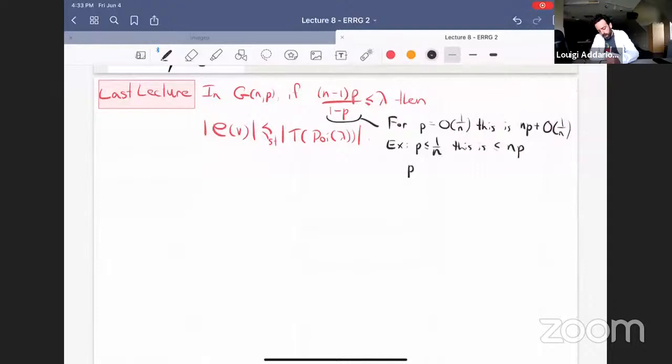And I'll also use that for p at most 1 plus little o(1) over n. Well, let me leave it at that for the moment.